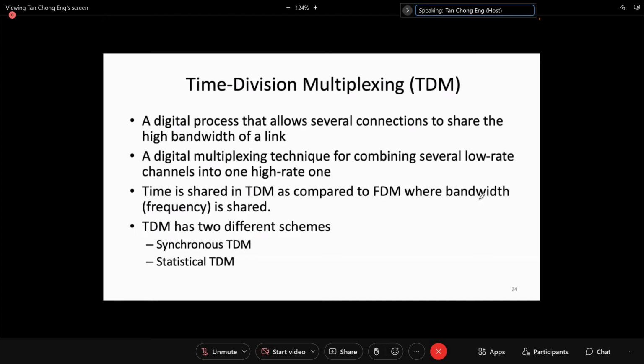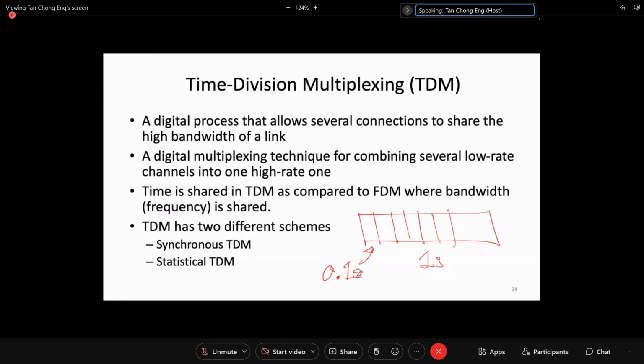when we have 1 second, we divide it into, let's say, 10. So each one will get 0.1 second. What does this 0.1 second mean? Each user has 0.1 second to use the channel, to use the entire cable. Within that 0.1 second, the whole channel is yours. After the time finishes, the second user will use it.